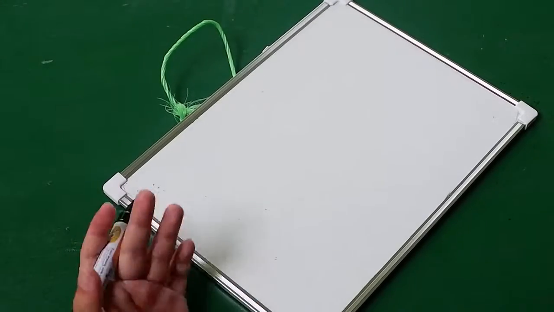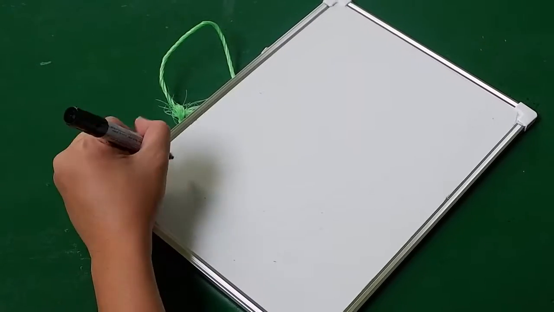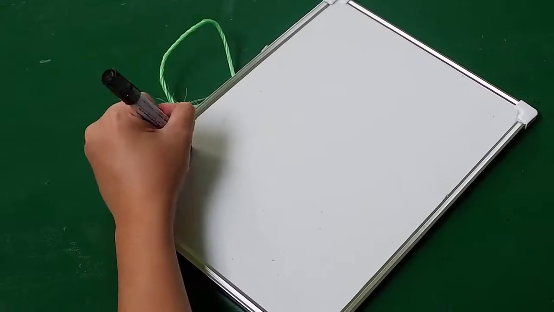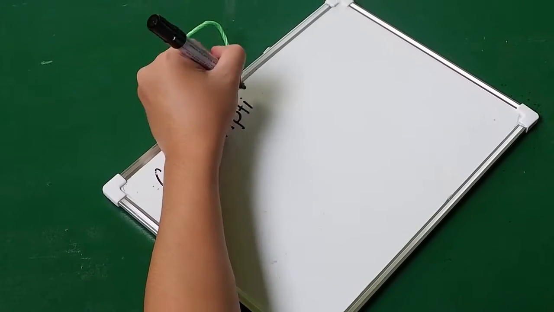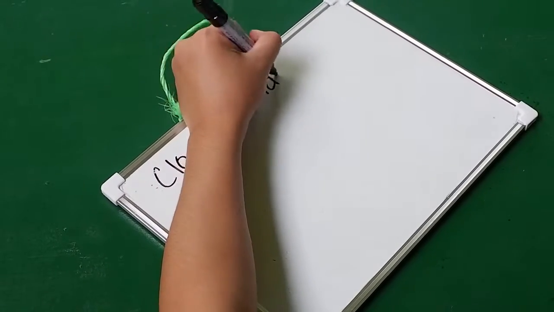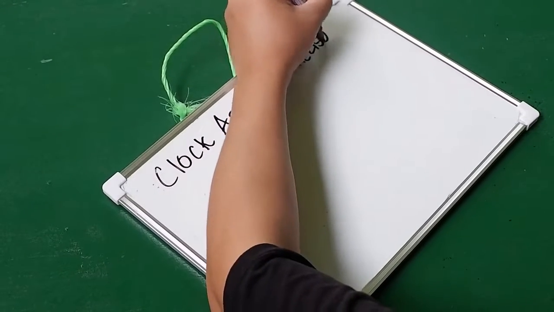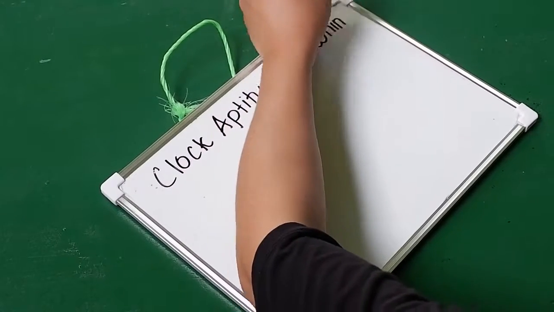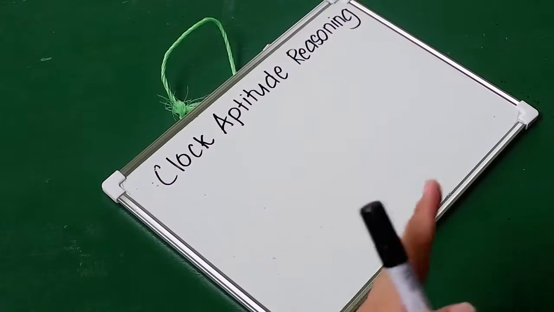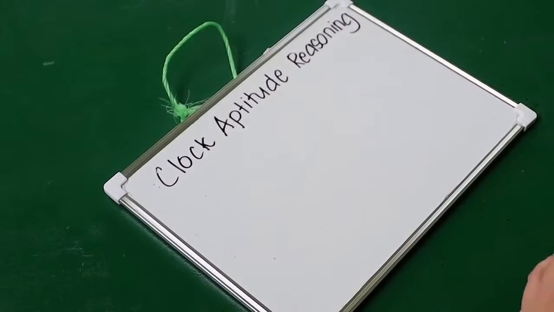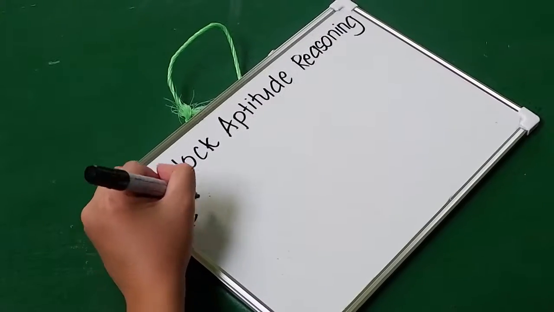So we're going to proceed to our next lesson, which is about clock aptitude reasoning. This clock aptitude reasoning involves worded problems that involve clocks. So let's take example number 1.